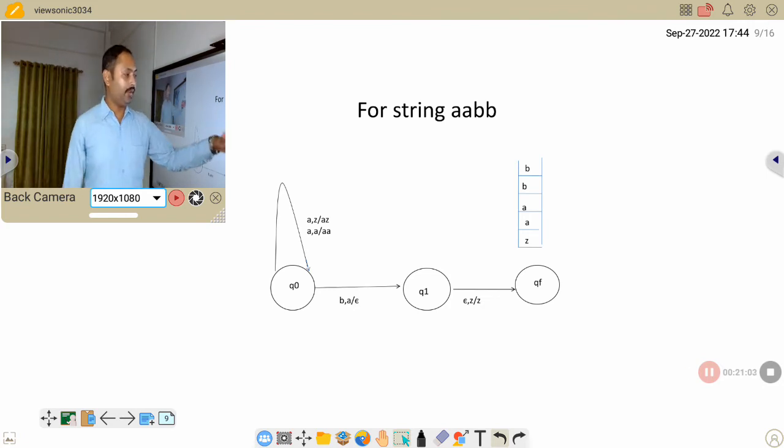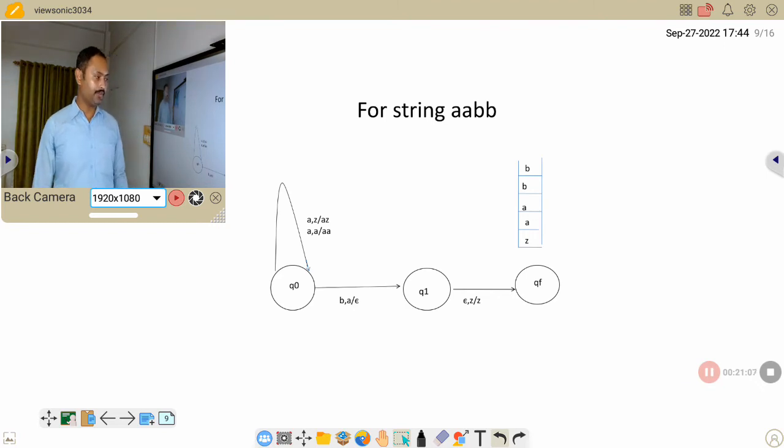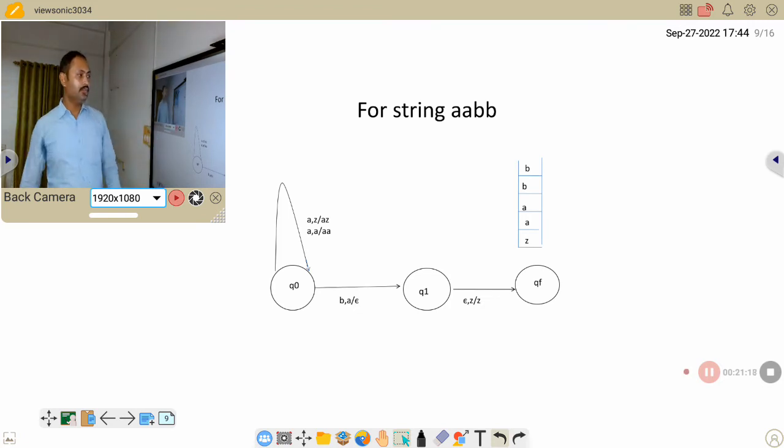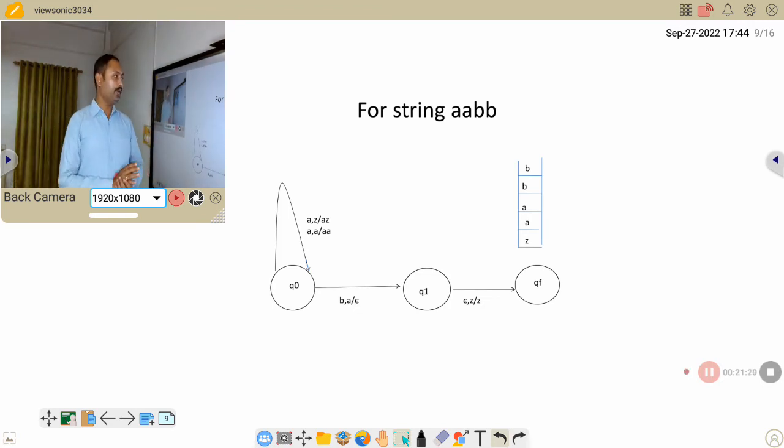So by this we have to remove all these symbols from the stack and only Z is left over there. So after Z, Q1 will go to QF and only Z will remain there. By this way we can accept this string A to the power n, B to the power n.